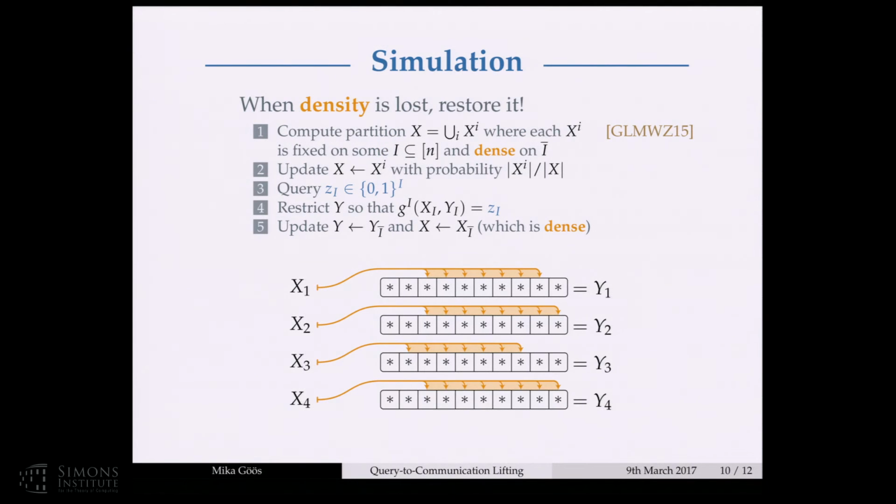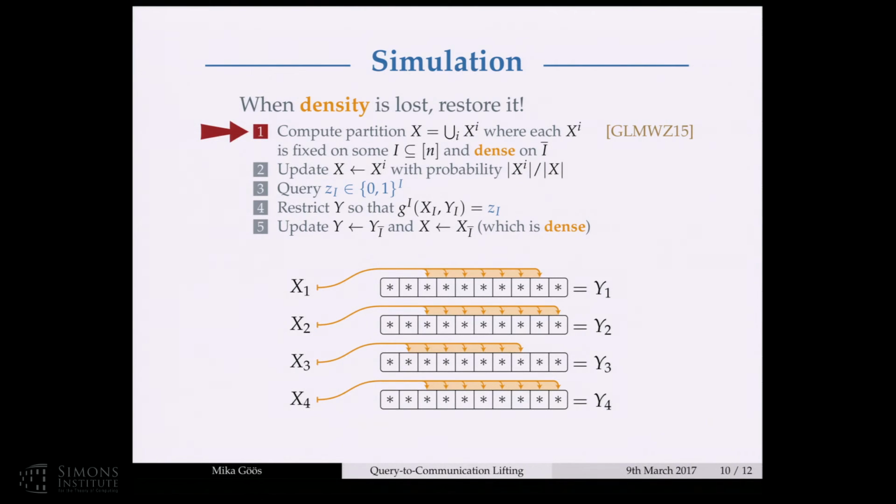So this is the part where we actually do something interesting. We start querying stuff. When Alice's set loses density, our idea is just to restore it, in the sense that we fix some of Alice's blocks in order to restore density on all the other blocks. So formally we compute this density-restoring partition. We used this already in the previous work, where each of the parts in a partition is such that I've fixed some blocks in this Alice set in order to make the remaining blocks dense again. So here's a picture of what's going on.